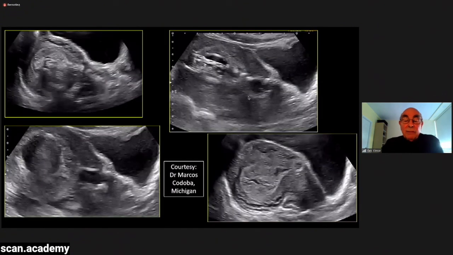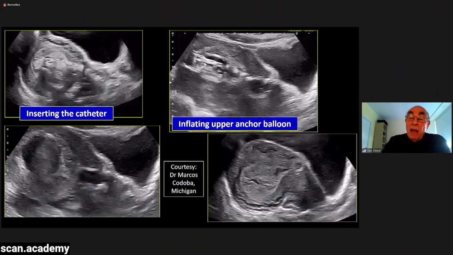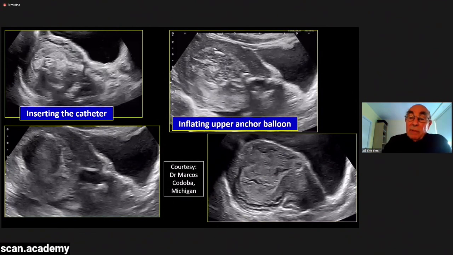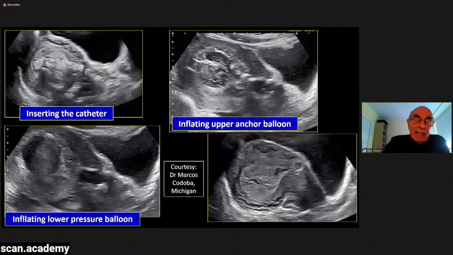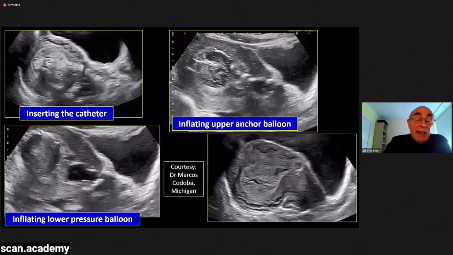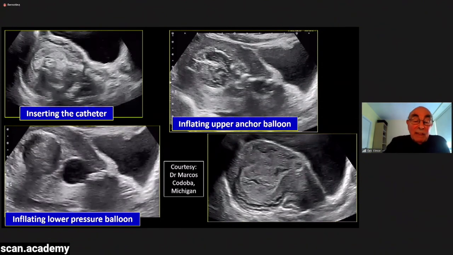Now watch it live, and this I got from Dr. Marcos Cordova from Michigan, who was one of our MFM fellows. So here it goes. This is the introduction of the catheter under transabdominal guidance. Then I inflate the upper anchor balloon also under transabdominal guidance. Make sure that the bladder is sufficiently full in order to fully see, beautifully see this process. Then I take out the speculum, and on the transvaginal ultrasound, I inflate the lower balloon and assess the size of the upper and lower balloon to see whether I need to top up either of them.